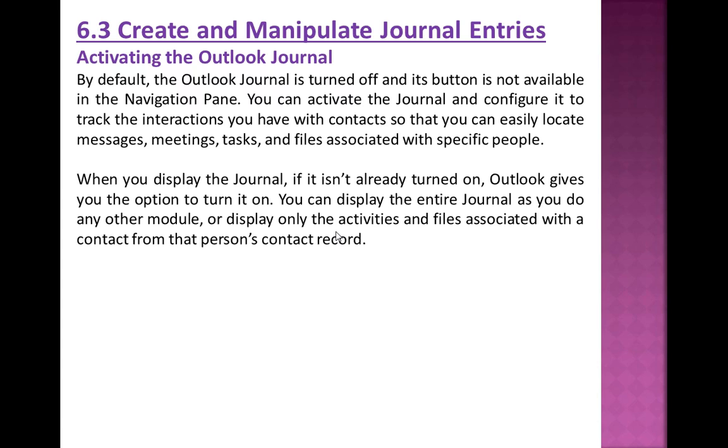By default, the Outlook journal is turned off, and its button is not available in the navigation pane. Means whenever we open the Outlook, by default the Outlook journal is turned off and its button is not available. You can activate the journal and configure it to track the interactions you have with contacts so that you can easily locate messages, meetings, tasks and files associated with the specific purpose.